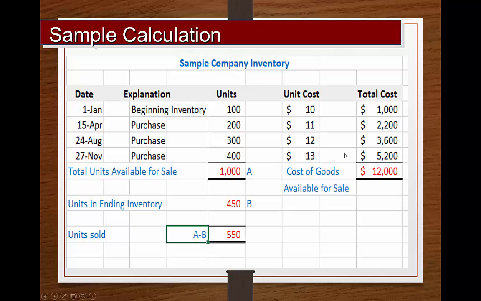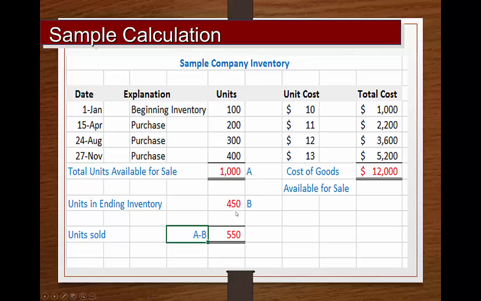A very important number in our calculation is cost of goods available for sale. That's the sum of beginning inventory costs plus everything they purchased during the period. It comes to $12,000. So remember this number for the future because we're going to use this in our cost of goods sold calculation. Other important numbers here: the total units available for sale were 1,000.